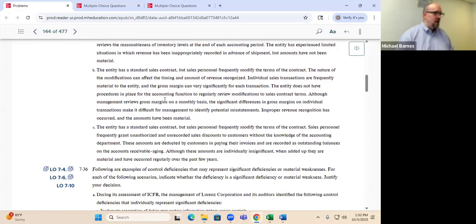The entity has a standard sales contract, but sales personnel frequently modify the terms of the contract. Darn those sales personnel. Okay. Is anybody a salesperson in here? If so, don't do that. It's a bad idea.